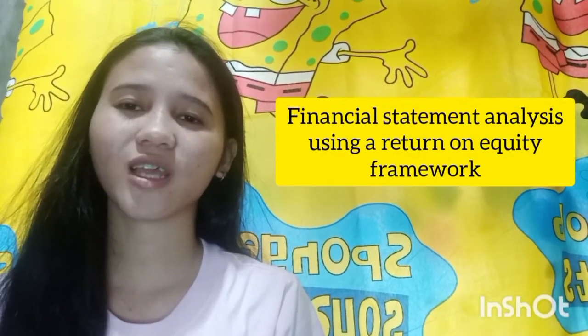Next is financial statement analysis using a return on equity framework. Ratio analysis allows a bank manager to evaluate the bank's current performance, the change in its performance over time, which is time series analysis of ratios over a period of time, and its performance relative to that of competitor banks, which is cross-sectional analysis of ratios across a group of firms. Time series analysis is analysis of financial statements over a period of time, and cross-sectional analysis is analysis of financial statements comparing one firm with others.